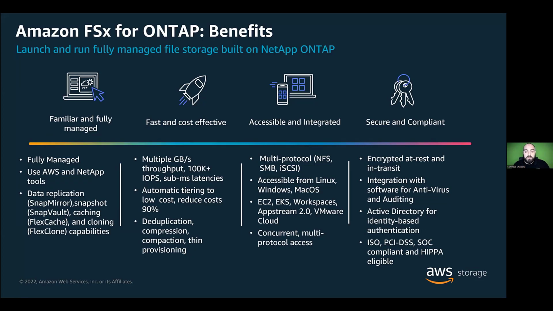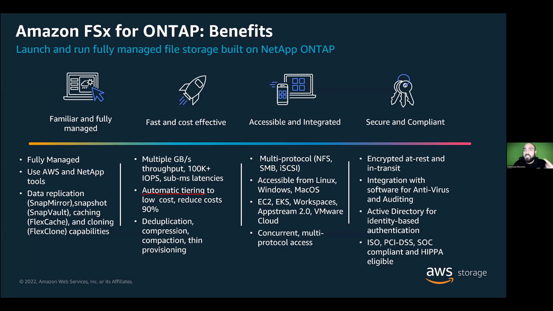It's fast and cost-effective because it gives you multiple gigabytes per second of throughput, hundreds of thousands of IOPS, sub-millisecond latencies. And one of the amazing features of the solution, as we're going to see, is that it does auto tiering between SSD disks, very high throughput disks, and cold storage to save on cost. Before FSx ONTAP, this was not easily available on AWS. I couldn't have NAS and SAN all together with automatic tiering available for me. This is what ONTAP made available.